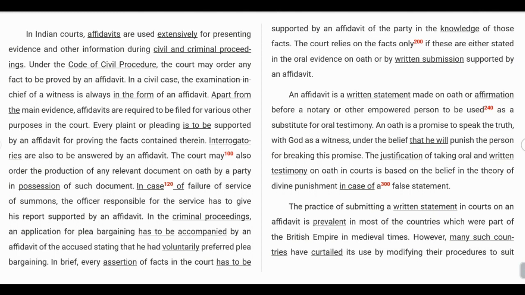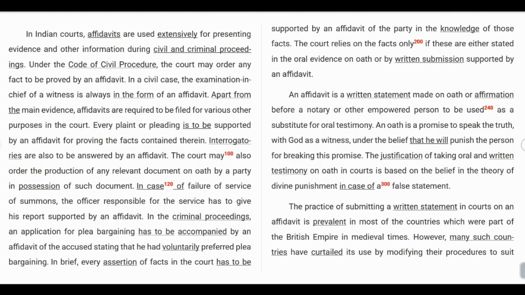An affidavit is a written statement made on oath or affirmation before a notary or other empowered person to be used as a substitute for oral testimony. An oath is a promise to speak the truth with God as a witness under the belief that he will punish the person for breaking this promise.